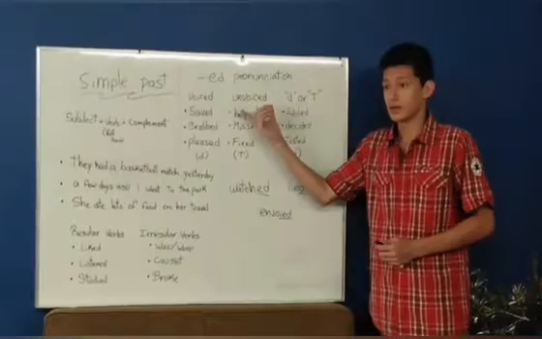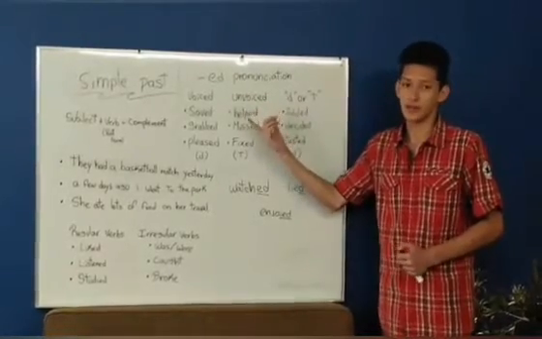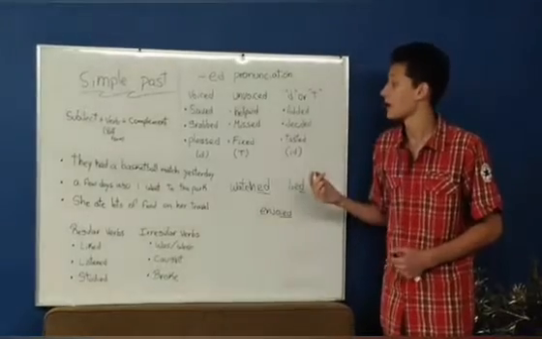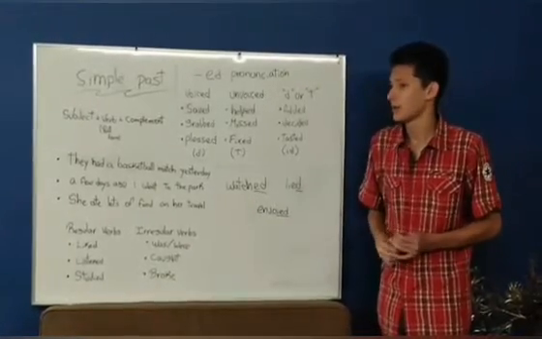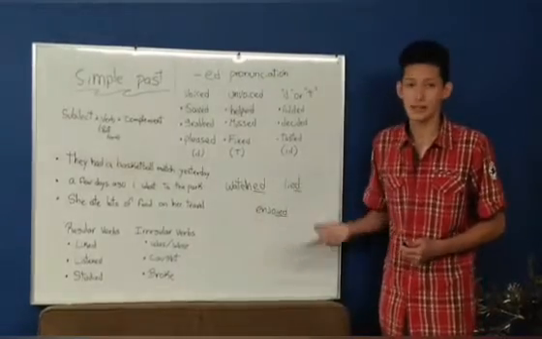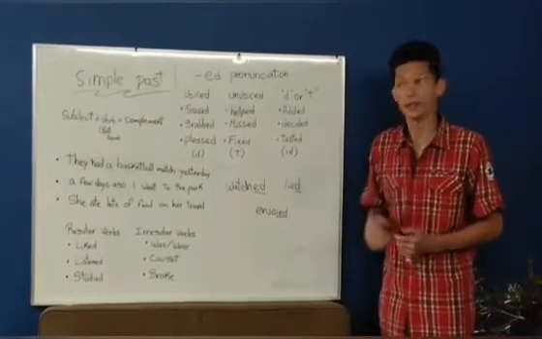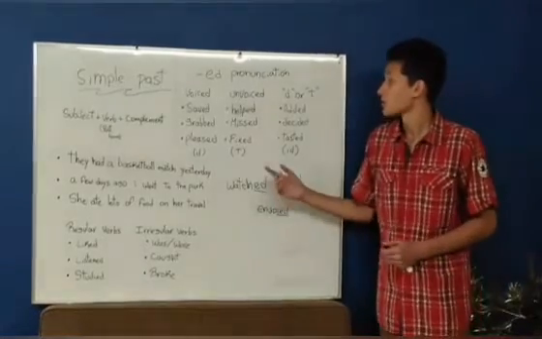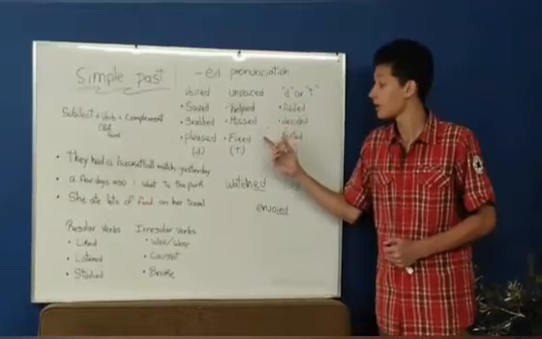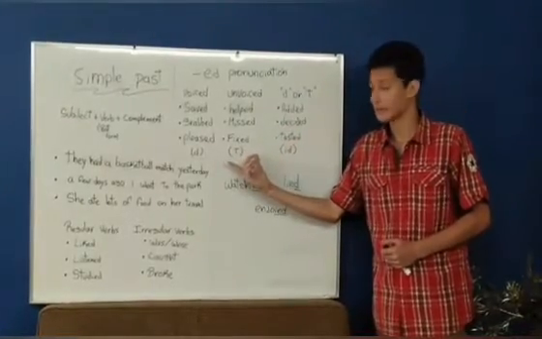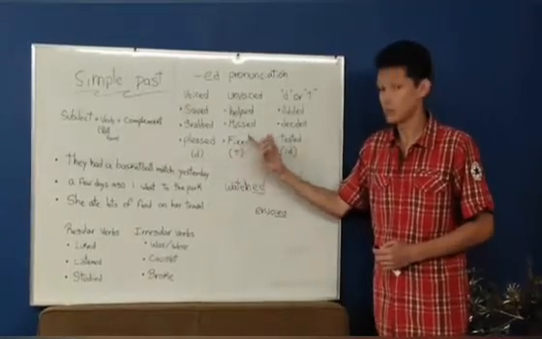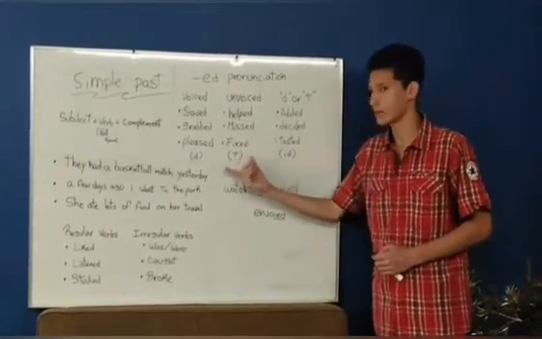Now the unvoiced. The unvoiced are the ones that don't make a vibration in your throat. Like, for example, the K. It doesn't, or the S. It doesn't make a vibration. So the verbs that end with an unvoiced letter use the letter T. The pronunciation of the ed is the letter T.